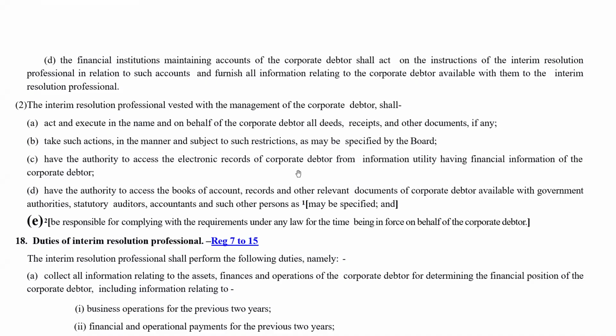Like suppose income tax return is to be filed, then IRP shall be responsible. GST return has to be filed, TDS return has to be filed, right? So for all these things, IRP shall be responsible because now the powers of the board has been suspended. And naturally, then he shall have the authority to access the books of account. So he can seek information from all the authorities, from statutory auditors, accountants, wherever, whosoever are having information, so he can seek, he is the authority to access the information from all such parties in order to carry out his functions as IRP.